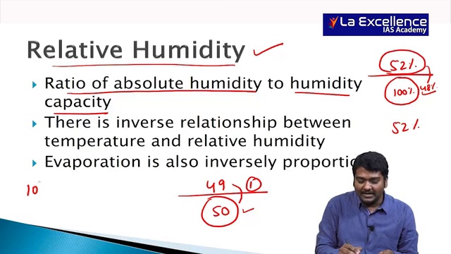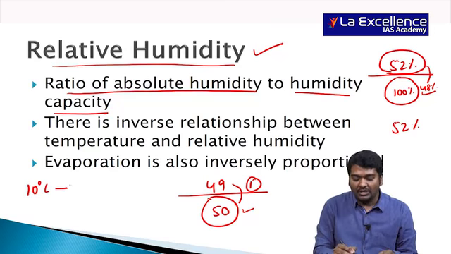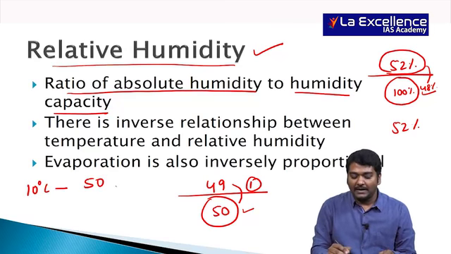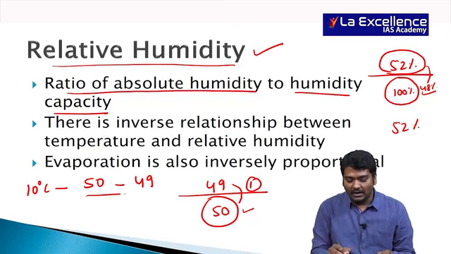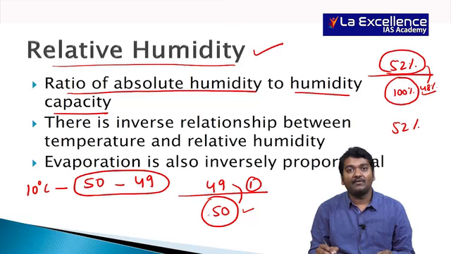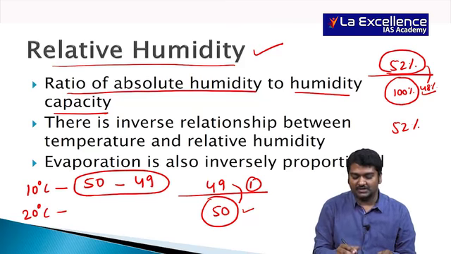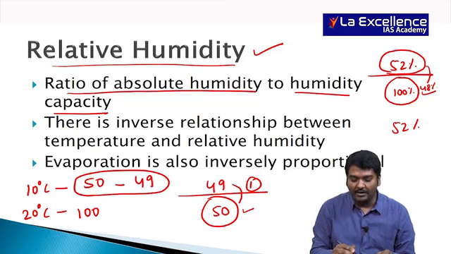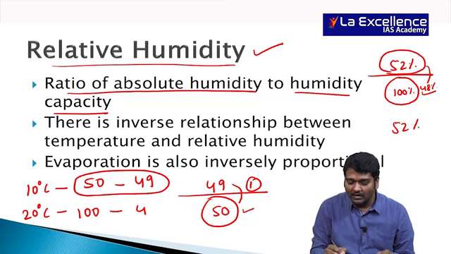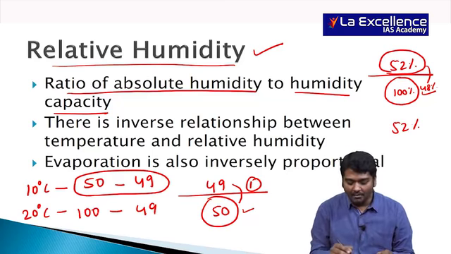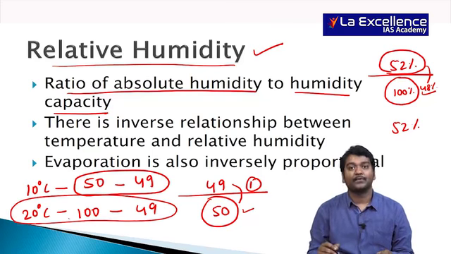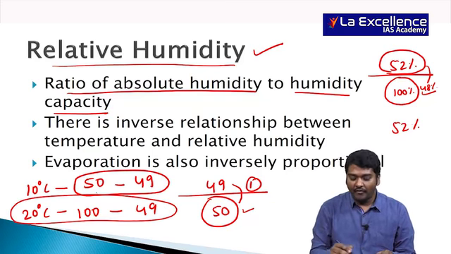For example, 10 degrees Celsius. Water can hold 50, but now it is holding 49. So this is what I say, 49 by 50 is relative humidity. At 20 degrees Celsius, water can hold 100, but it is holding 49. Relative humidity has reduced. It is cooling, 49.